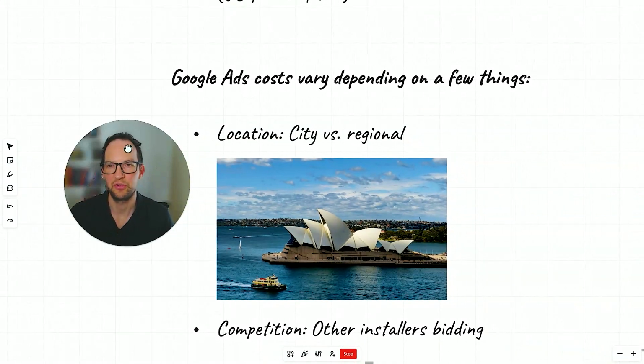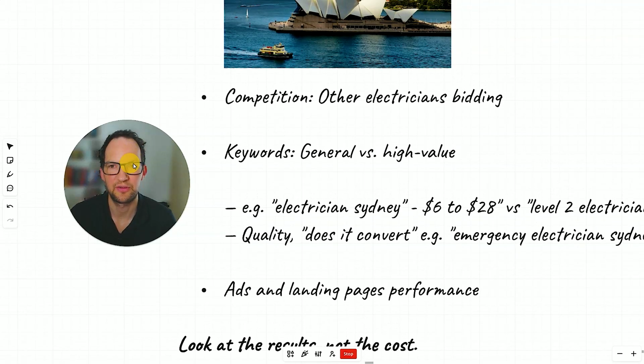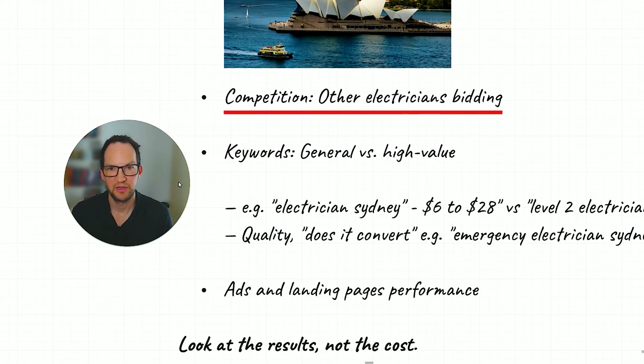That's all good, giving you the range of click costs, but what actually impacts the cost? Well, there's a few common factors. First of all is your location. If you're in a big city like Sydney or LA, then clicks are going to cost more than if you're in a small regional town. One of the major reasons for this variance is the amount of competition. If you've got a lot of electricians all bidding on the same keywords in a big city, for example, you're going to be paying more per click because Google Ads is an auction system at the end of the day, and the highest bidder wins the top place.